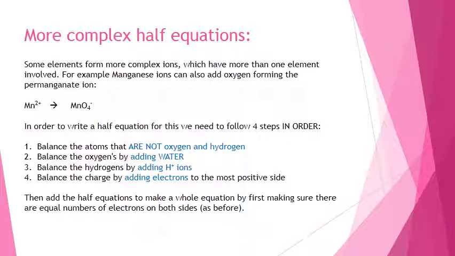You then add the half equations to make a whole equation, but you first have to make sure there are equal numbers of electrons on both sides. Okay, so you've got to multiply one of the half equations to make sure the electrons on the right hand side equal the electrons on the left hand side so they can cancel out.